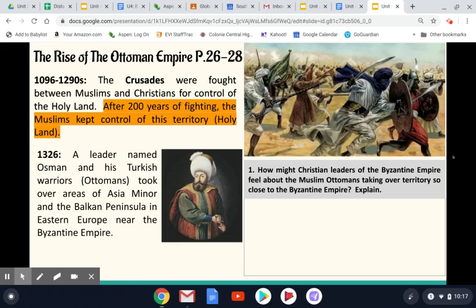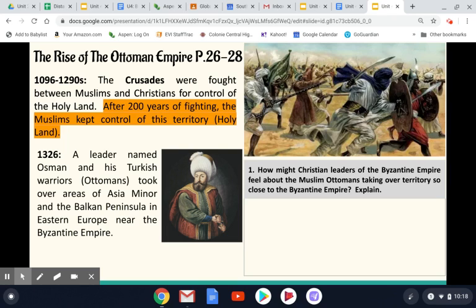So our first question in this timeline is, how might Christian leaders of the Byzantine Empire feel about the Muslim Ottomans taking over territory so close to the Byzantine Empire? And when you make your response, I always have a little reminder to explain or give reasons why your answer is what it is. We always want to answer in detail so that on tests and document questions we can provide as much information as possible and get as many points, even partial points if our answer is maybe incorrect. So we need to practice that skill of writing in detail and giving specifics from the documents or readings that we are looking at.